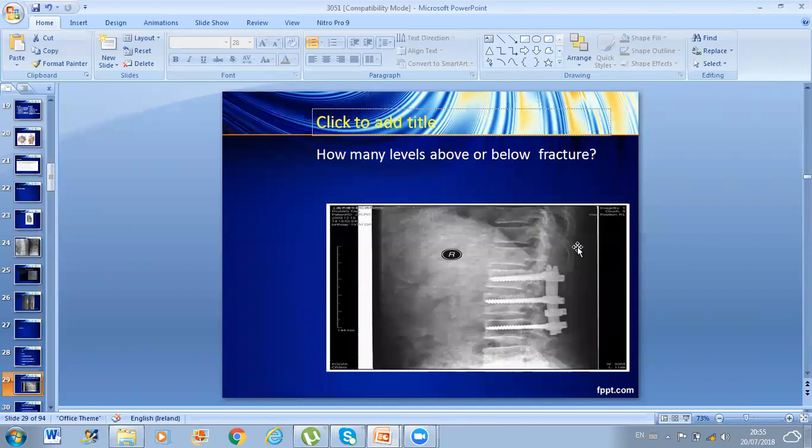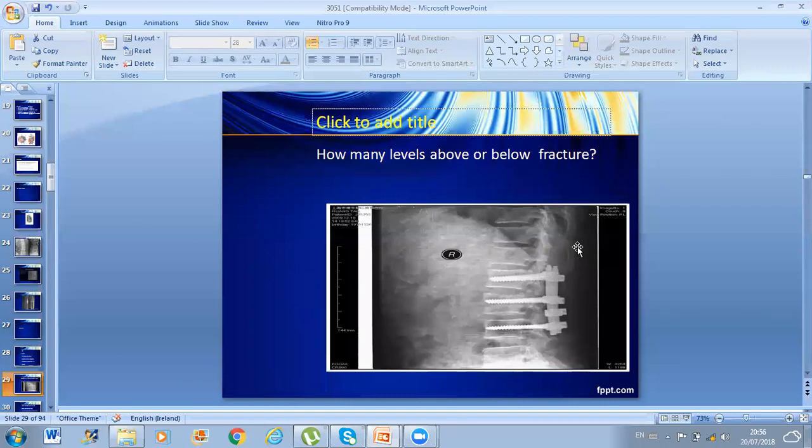Why is above better? Yes, you are right. Because the thoracic spine does not give much mobility as compared to the lumbar. So the fixation will be much more stable as compared to the lumbar. If we go more levels down, it is a bit different.